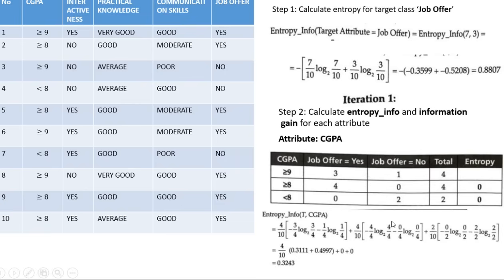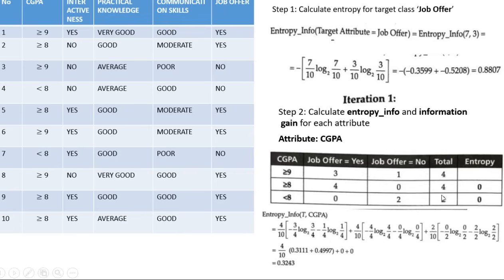Please remember this. Now the second term is for greater than or equal to 8 CGPA. So this will remain the same, right? 4 by 10, because I have 4 cases here for greater than or equal to 8 and total cases is 10. 4 by 10 minus 4 by 4, where this 4 is for the number of job offers. Yes, I have 4 job offers equal to yes, and the total number is 4. Log of 4 by 4 minus job offers no is 0, so 0 by 4 log of 0 by 4. Plus, now do the last row.